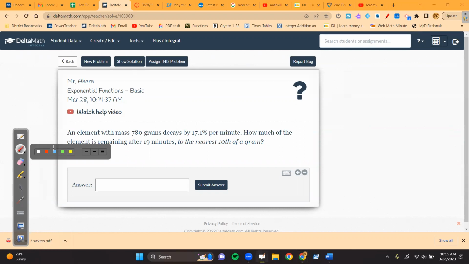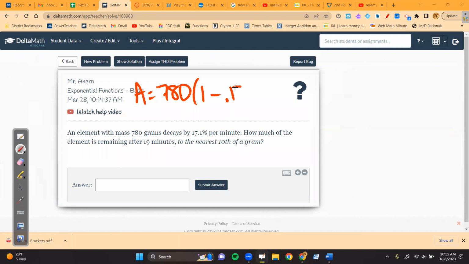So in this problem, I'm going to say the final amount will be the starting amount times 1 minus what? 17? Is it? Oh, it's 0.171. If you forget to move the decimal, you'll miss them every time, right? And then we're going to raise that to the power of 19.